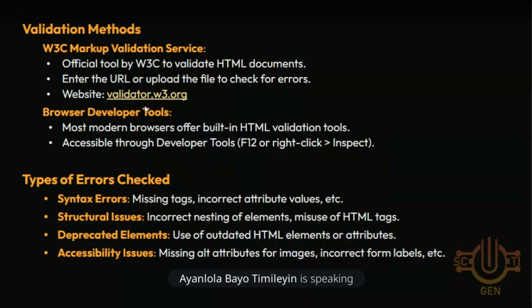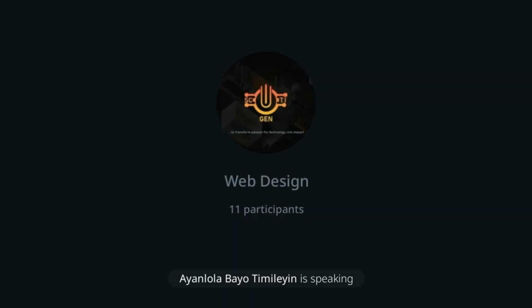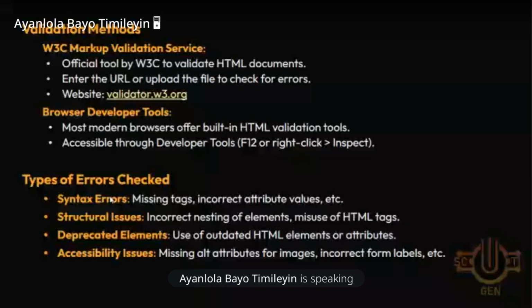Yes, we have the developer tools of the browser. You can use that as well to check your code or to validate your HTML code. All right, then types of errors checked. We have the syntax errors, right? So missing tags, or incorrect attribute values. Okay, so these are what we call syntax errors. Then we have structural issues. So incorrect nesting of elements, misuse of HTML tags. These are structural issues. Then we have deprecated elements, use of outdated HTML elements or attributes.